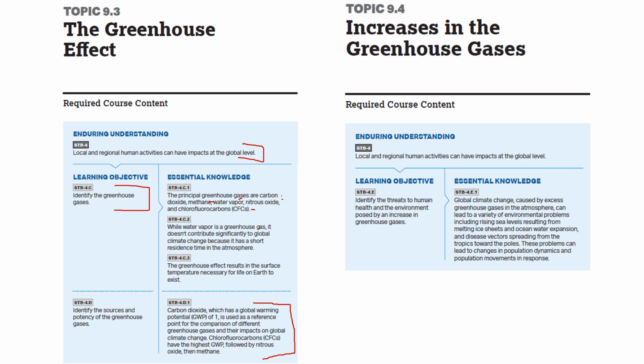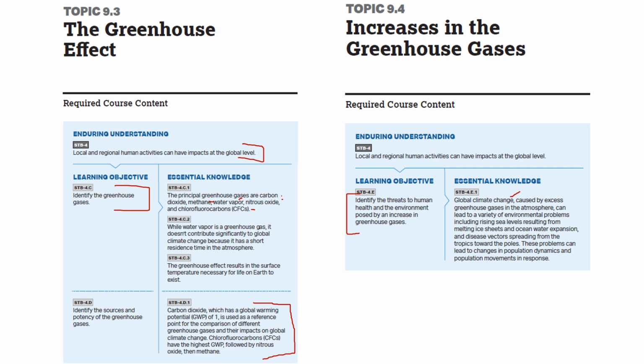Carbon dioxide has a global warming potential of 1, and is used as a reference point for all of the other greenhouse gases. And then for increasing greenhouse gases, identify the threat to human health and the environment posed by an increase in greenhouse gases. Global climate change caused by excess greenhouse gases in the atmosphere can lead to a variety of environmental problems, including rising sea levels resulting from melting ice sheets and ocean water expansion.